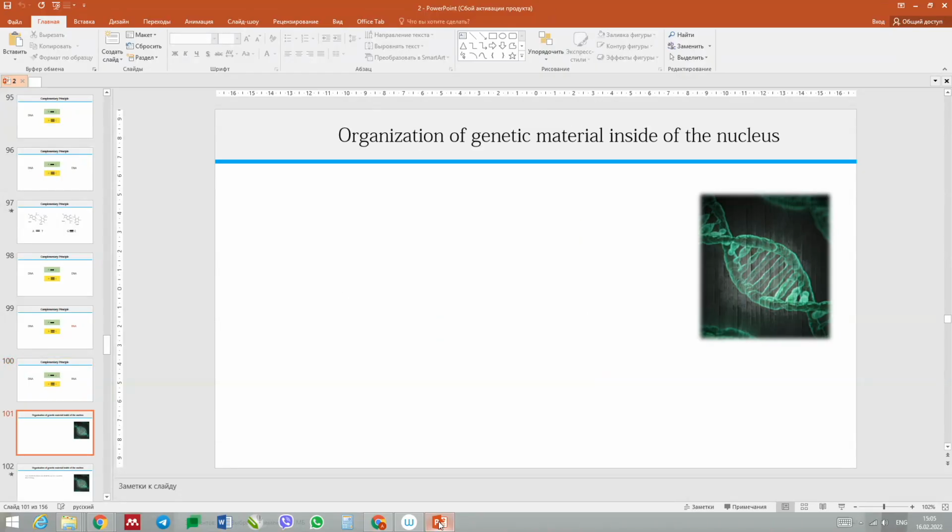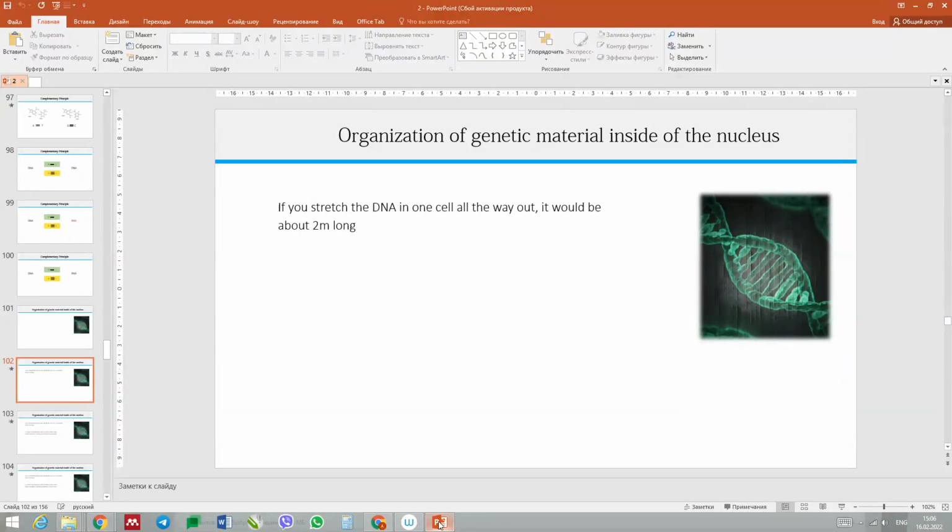Now we will look at what is the organization of genetic material inside of the nucleus. So, okay, now we know that DNA is composed of nucleotides that are arranged together in one chain, in a second chain, and these two chains are connected together. But what is the three-dimensional organization of this DNA inside of the nucleus? How is it organized there inside?